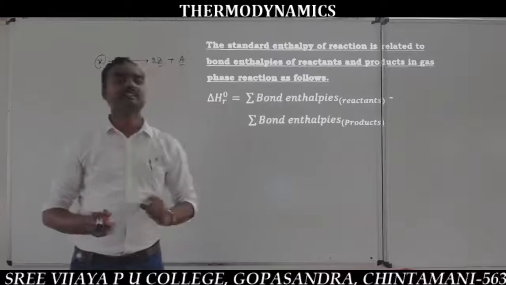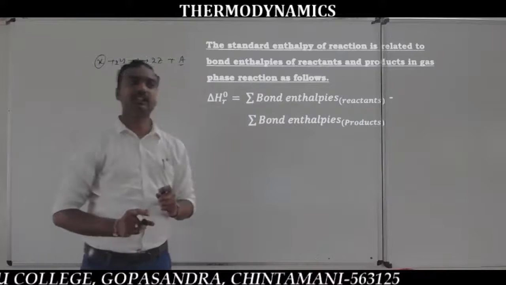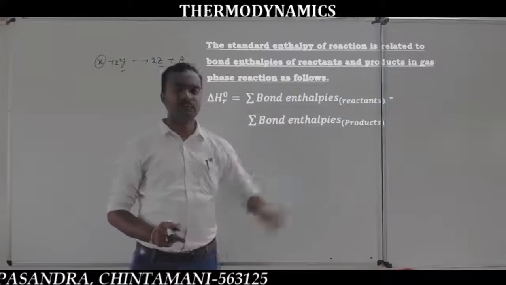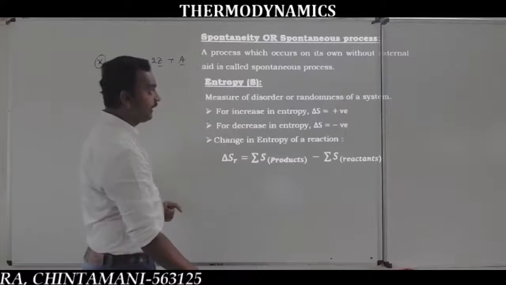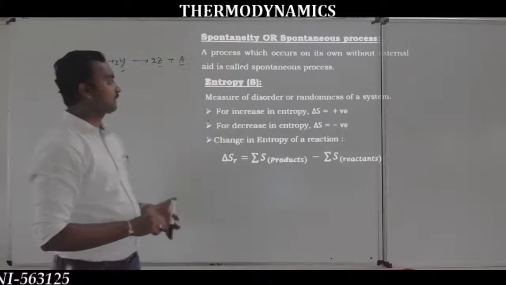By using the bond enthalpies of reactants and products, we can calculate the standard enthalpy change of the reaction. So, the bond enthalpies of reactants minus bond enthalpy of products. That's an important equation. So, next one is spontaneity or spontaneous process and also entropy.